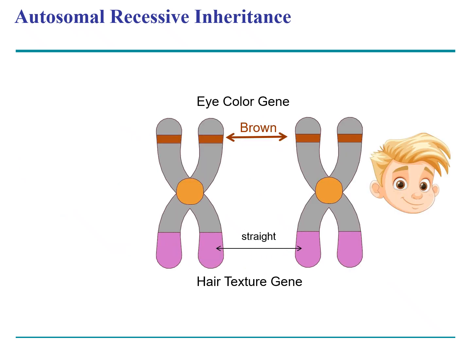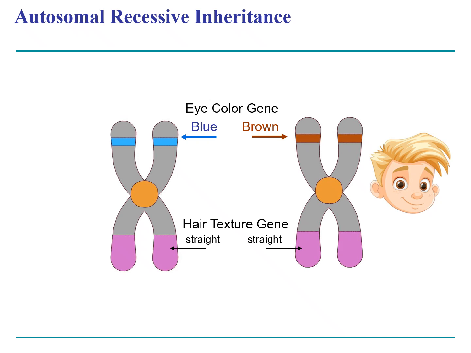In this illustration, the alleles for eye color are brown on both chromosomes, and the alleles for hair texture are both straight. Again, this individual will be homozygous for both traits shown. In this illustration, the alleles for eye color are different. One is brown and the other is blue. In this case, this individual is referred to as heterozygous for the eye color trait. In heterozygous individuals, the recessive allele will not be expressed in the phenotype. Here, blue eye color is recessive to brown.